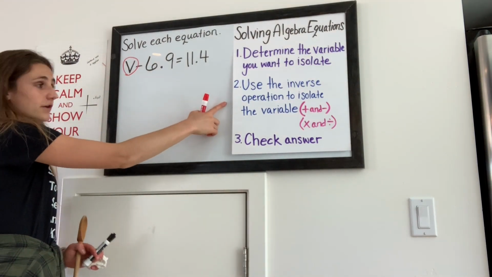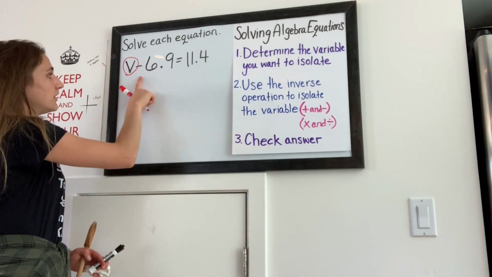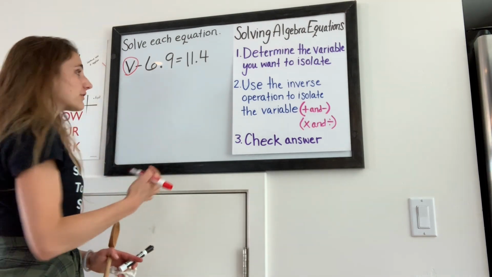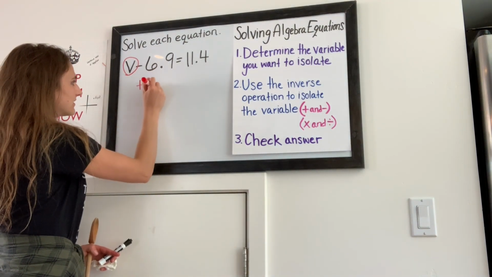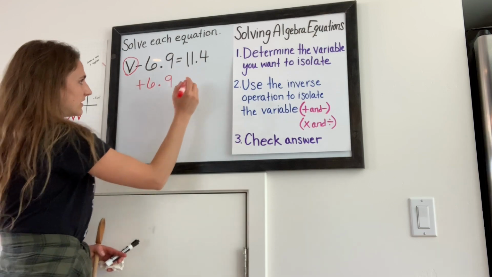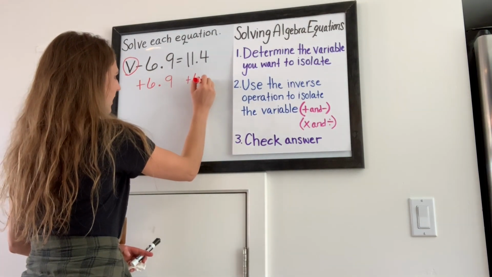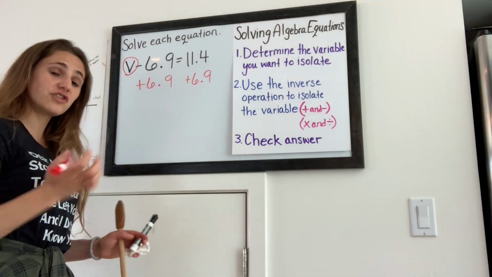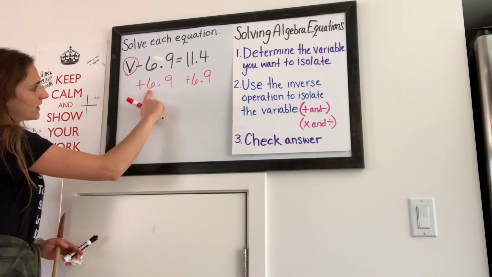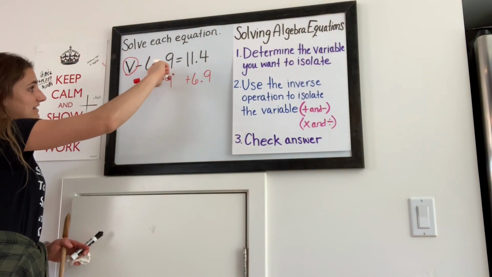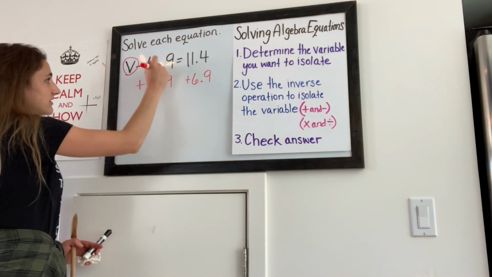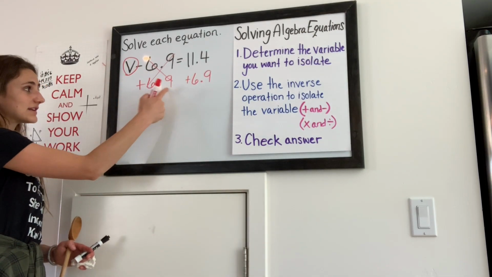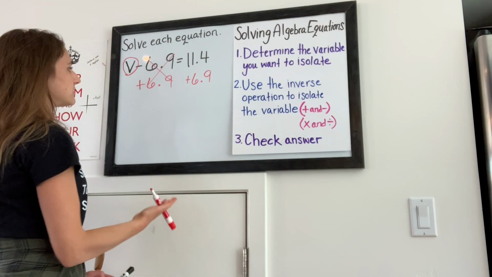Next, we're going to use the inverse operation to isolate our variable. Here, I'm subtracting 6 and 9/10. So if I am to do the inverse operation, I will add 6 and 9/10. And whatever I do to the left side, I also have to do to the right side, okay? All right, now, here's where things get a little bit tricky. This is just like our last problem. We have 6 and 9/10 minus 6 and 9/10. That will amount to 0. We can also think of it as negative 6 and 9/10 plus positive 6 and 9/10. That would also amount to 0.